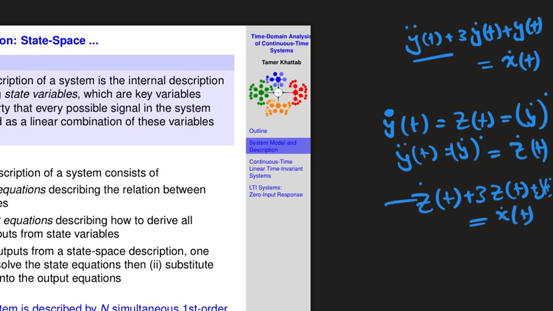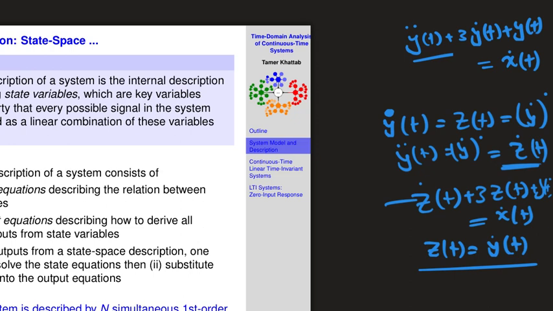And the second equation that I just created was this one, that z of t is equal to y dot of t. That's another first order equation. So I ended up with two first order equations in two states. Now I have state z and I have state y. So I have two state variables, but for each one of them, they only appear as a first order derivative.